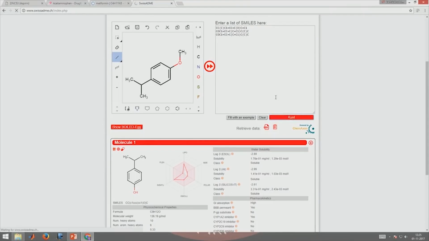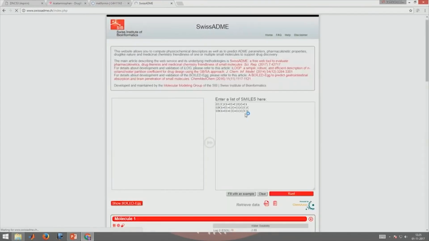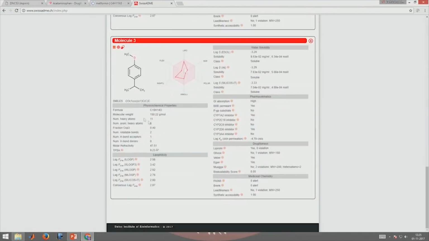So I run this molecule. Molecule 2, this is the molecule I have drawn. So BBB, it is still penetrating. As you can see, log P has gone up to 2.87. Bioavailability has not changed much. The number of heavy atoms has gone up to 11 because we have added one CH3. Total polar surface area has come down by about 9.23. Solubility is still good, it is still soluble, it is BBB penetrating, and GI absorption is still good.